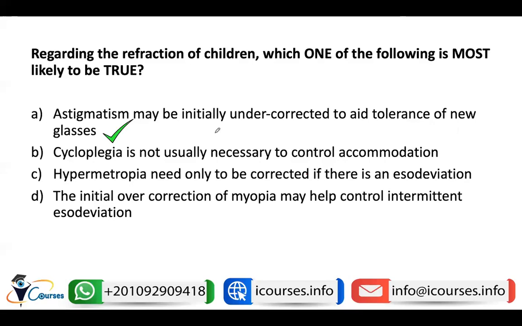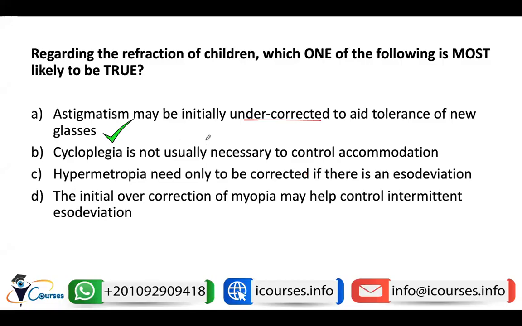Yes, exactly. So astigmatism may be initially undercorrected to aid the tolerance of new glasses. It is well known that astigmatism is not well tolerated by most patients. So if the patient, for example, has -3 or -4, and he is wearing spectacles for the first time, it is wise to give him undercorrection in the first instance in order to make him tolerate the glasses. Otherwise, the patient can refuse the glasses and will not be able to tolerate them. So it is always advisable to undercorrect the astigmatic correction in the first instance.